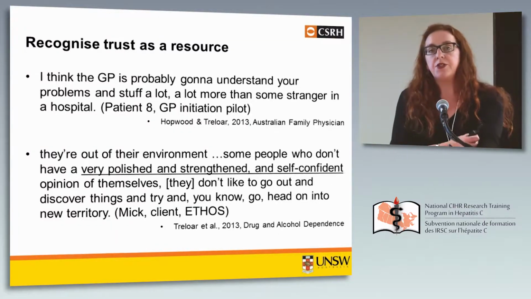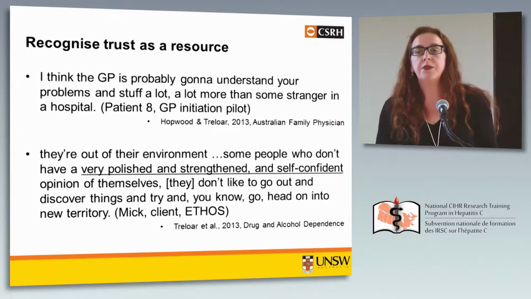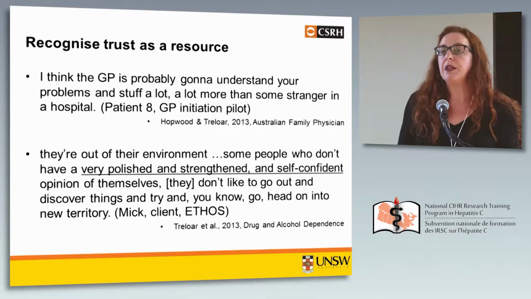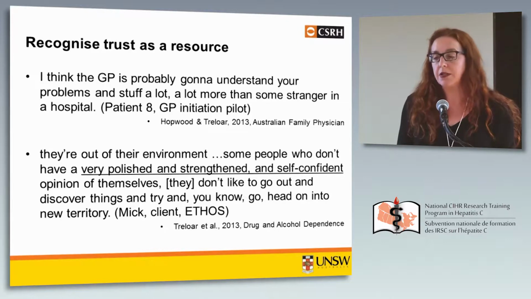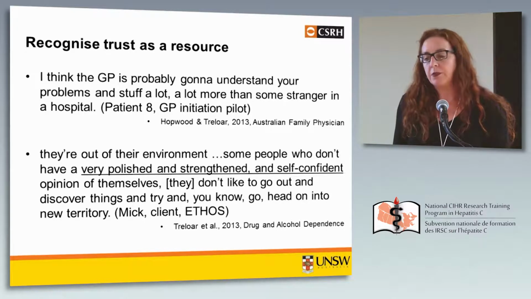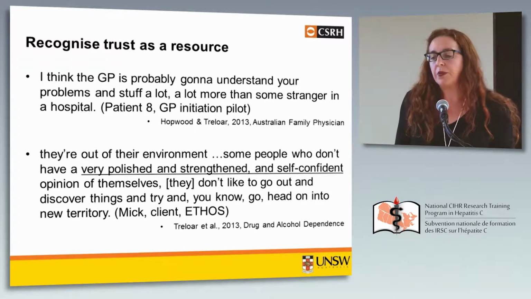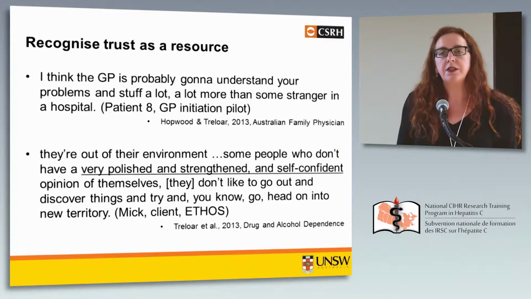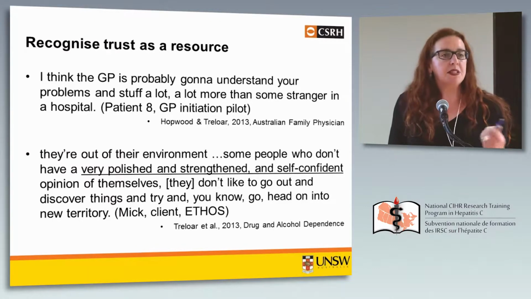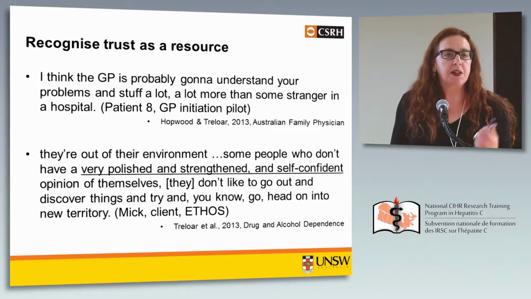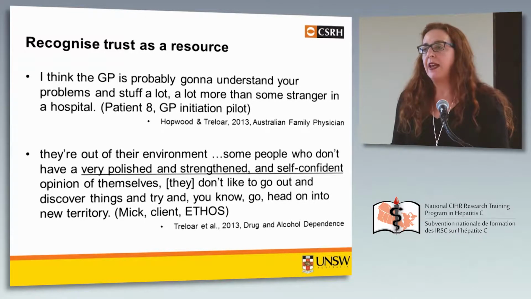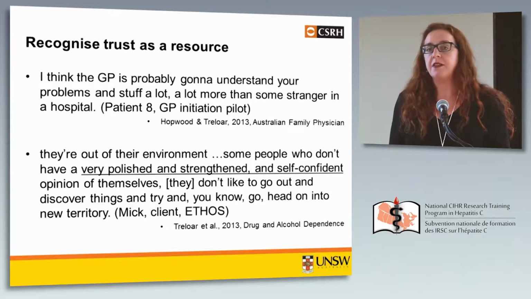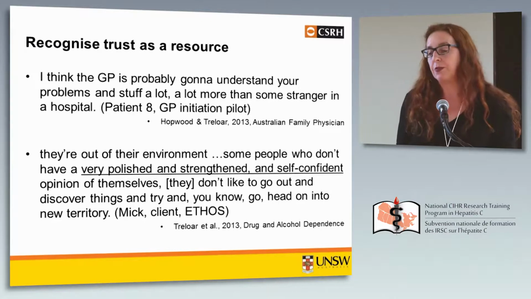So firstly, recognising trust as a resource. The first quote comes from a patient in that first one where GPs were trained to prescribe Hep C treatment. And in and of itself, it's a bit of a thin quote, but I'll flesh it out. So this person says, I think the GP is probably going to understand your problems a lot more than some stranger in a hospital. Now, we could dismiss that quote. Yep, knows the GP better than he knows the doctor in the hospital. Fair enough. But what I think we need to add here is this notion of symbolic violence and understandings of self-worth, and it's fleshed out a bit more by Mick from the Ethos Project.